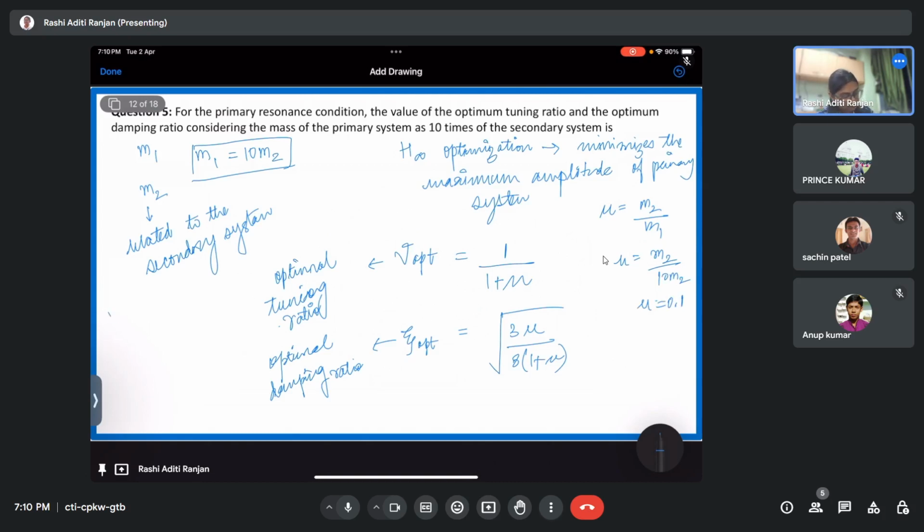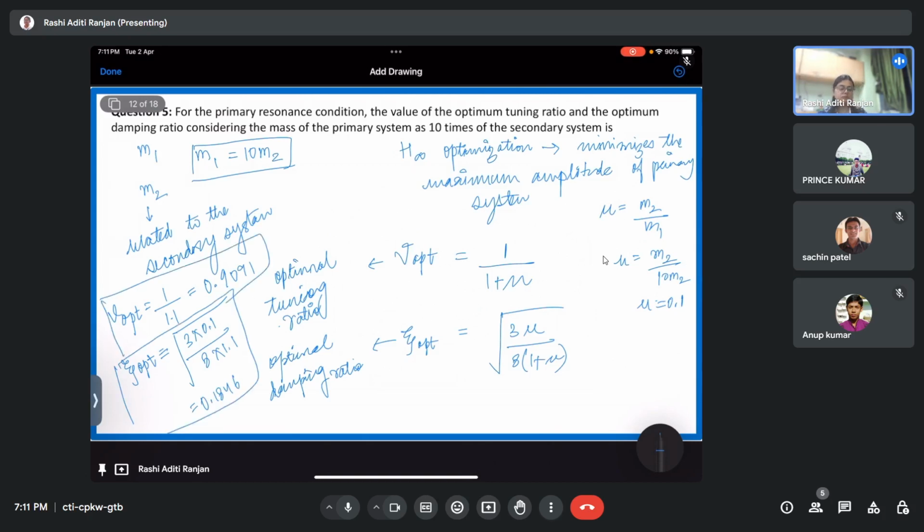Right. So if I put it here, I'll have V optimum equal to 1 divided by 1.1, which would give me 0.9091, let us say, and my optimal damping would be given as under root of 3 into 0.1 divided by 8 into 1.1. This will give me 0.1846. So these are my two answers. I hope that this is clear. This was a very easy question, and if you want to know how we are actually calculating it, or where I get this formula from, you can refer to the paper or the lecture as well.